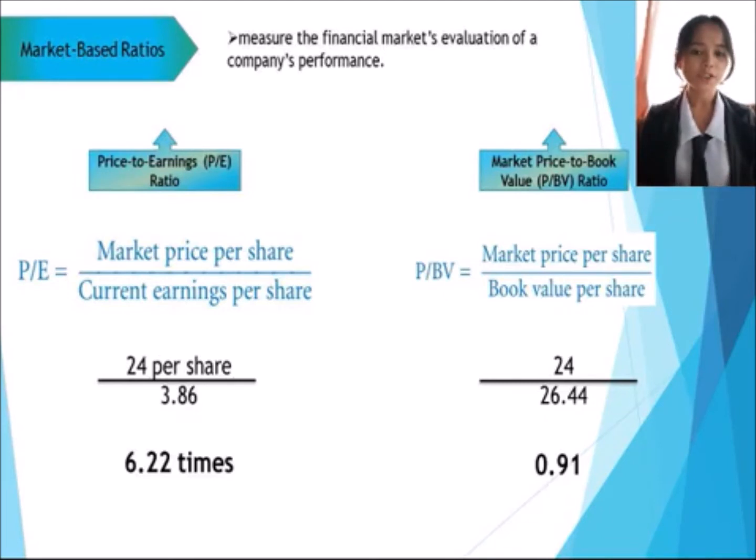So the fifth classification is the market-based ratios, which measure the financial market's evaluation of a company's performance. The first one is the price to earnings ratio, which relates a company's share price to its earnings per share. And on the other hand, the market price to book value ratio, which is calculated by dividing the price of a share of stock by the book value per share.